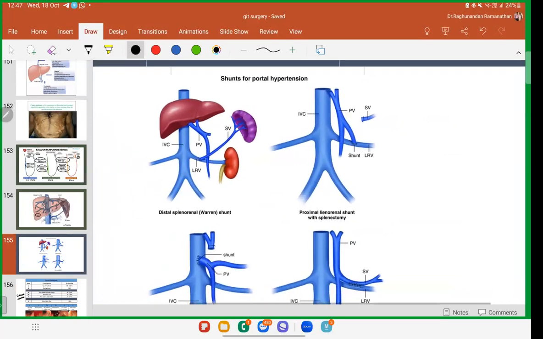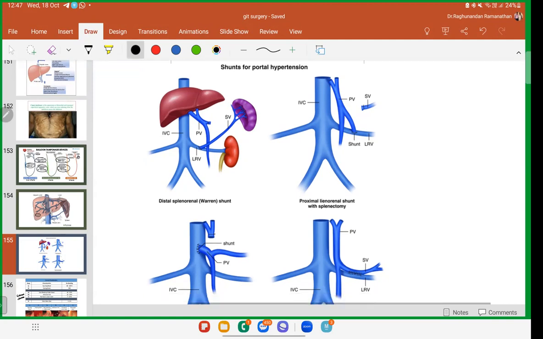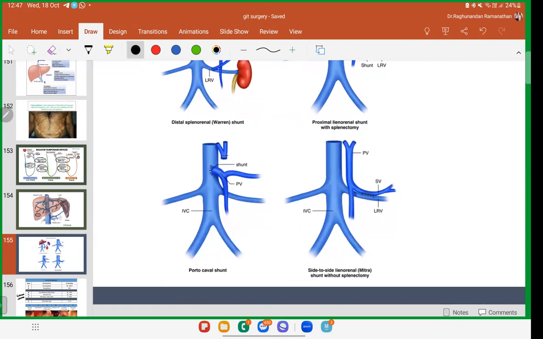Next, you are going to see a different shunt. This is a Warren shunt. You asked me, what is a Warren shunt? A Warren shunt is a distal spleno-renal shunt. Can you see the spleno-renal shunt? That is your Warren shunt. What happens in a portocaval shunt? Portosystemic, direct caval anastomosis. This is a Mitra shunt without splenectomy.